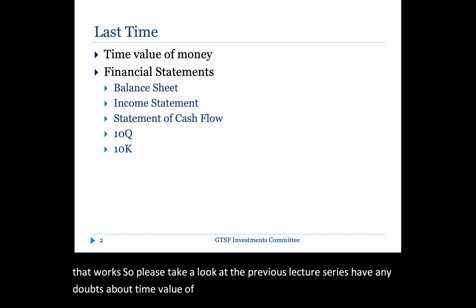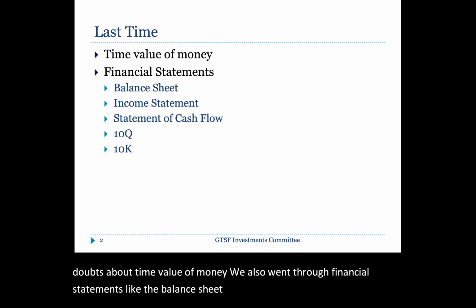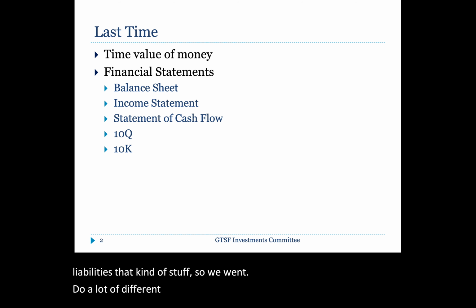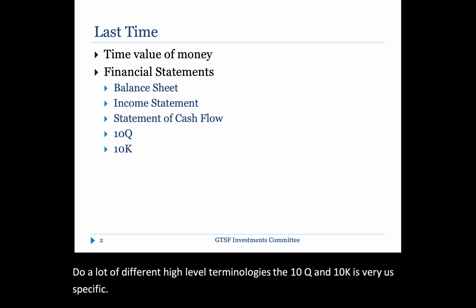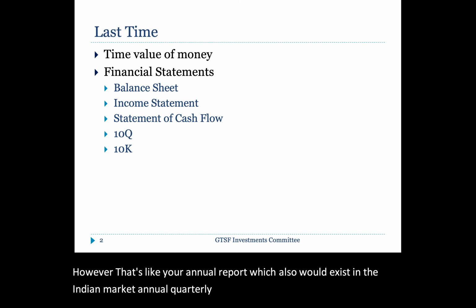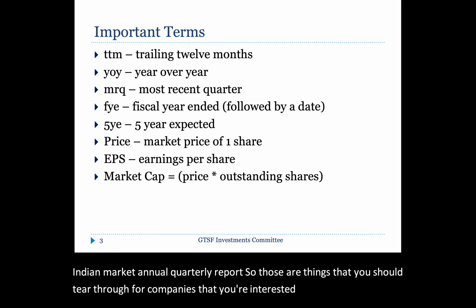We also went through financial statements like the balance sheet, income statement, statement of cash flow, assets, liabilities, that kind of stuff. So we went through a lot of different high-level terminologies. The 10Q and 10K is very US specific. However, that's like your annual report, which also would exist in the Indian market, and your quarterly report. Those are things that you should tear through for companies that you're interested in investing in. So we're going to jump right into it.